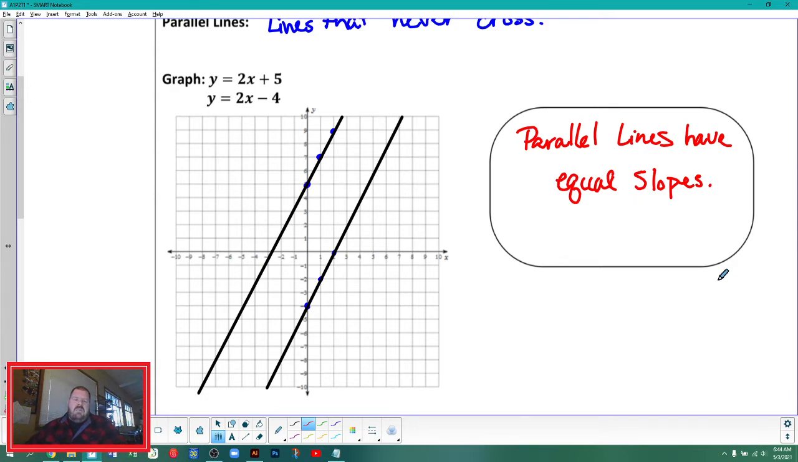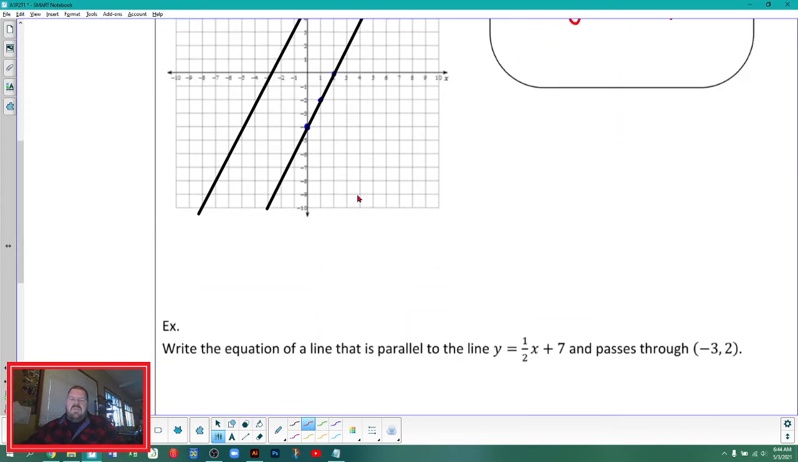Because think about what that means. A slope of 2 means go up 2 and over 1. If one line goes up 2 and over 1 and the other line goes up 2 and over 1, the lines are never going to catch each other. The one down here is never going to quite make it to the other, because they're taking the same jumps.